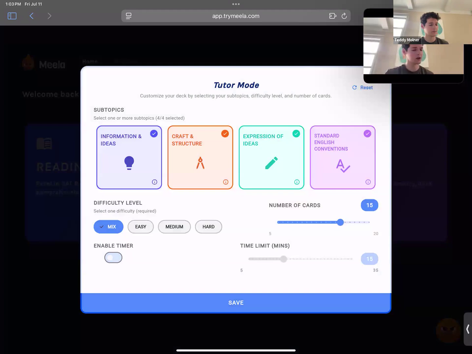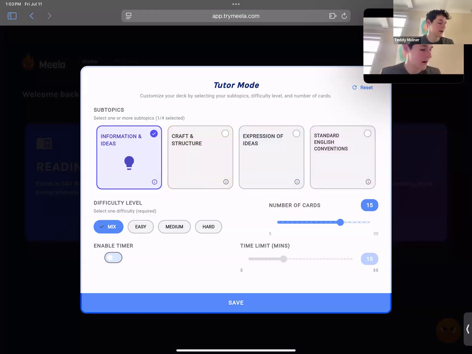But I want to look at tutor mode with you. So when we look at tutor mode, notice we have 4 topics here. And if you don't know, these 4 topics are the 4 keystones of the SAT verbal section, right? We have information and ideas. That's our first topic. That's dealing with, if a question gives you a passage and says, which of the following best describes the main idea of the passage? That's an information and ideas question.